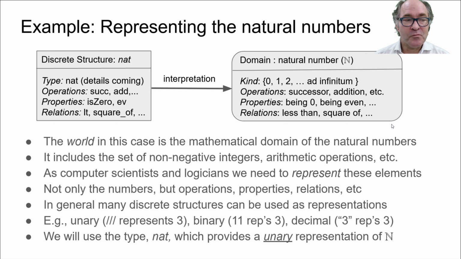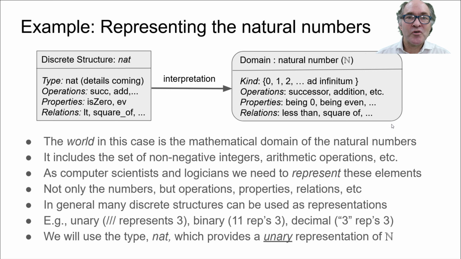Going to the bullets, the world in this case is the mathematical domain of the natural numbers. That domain includes 0, 1, 2, 3. It's all the non-negative integers, if you will. As computer scientists, mathematicians and logicians, we need to represent these abstract concepts that we call natural numbers, and not only the numbers themselves, but operations on them, and properties and relations among them. A key idea is that many different representations can be used.